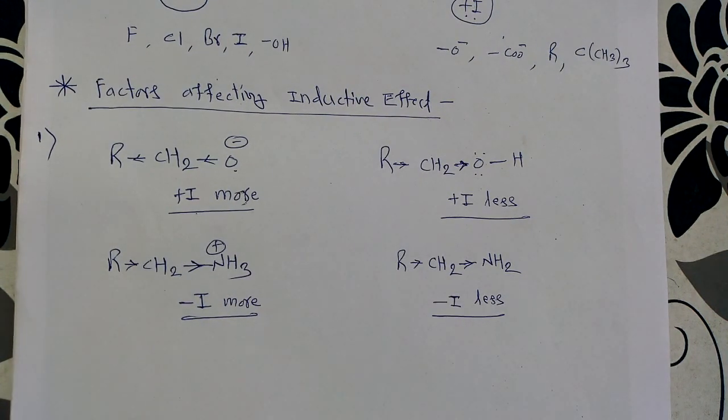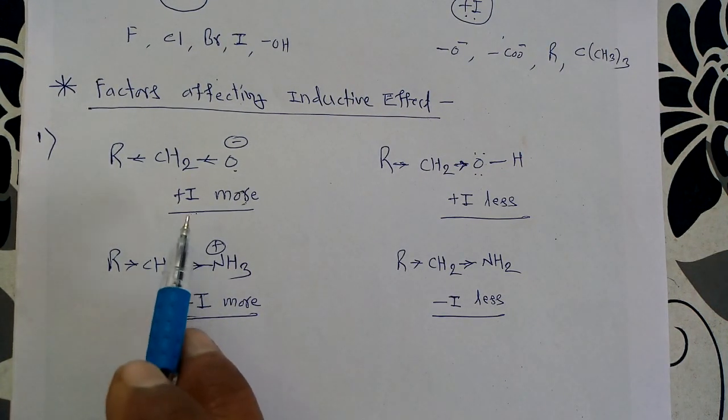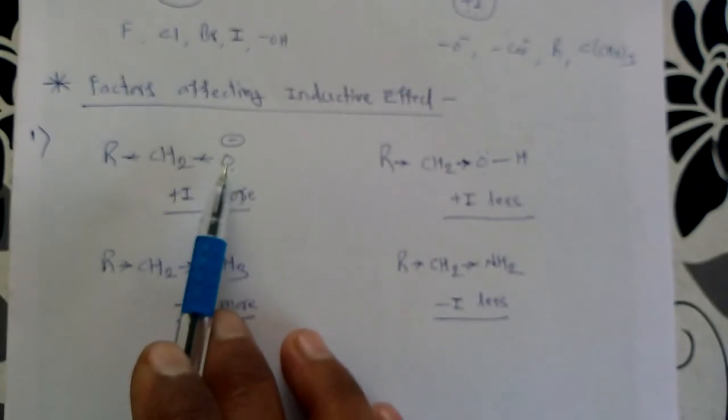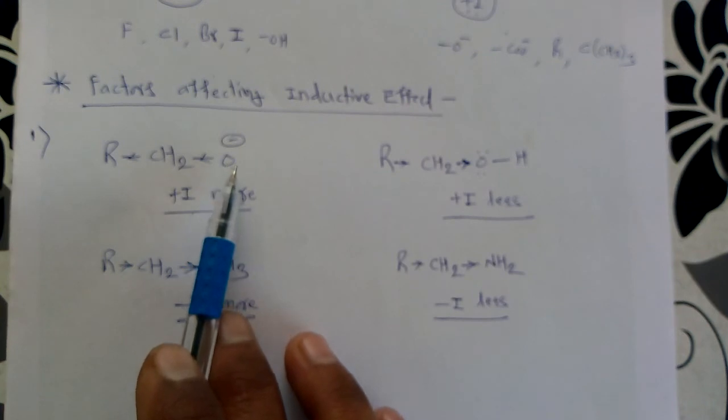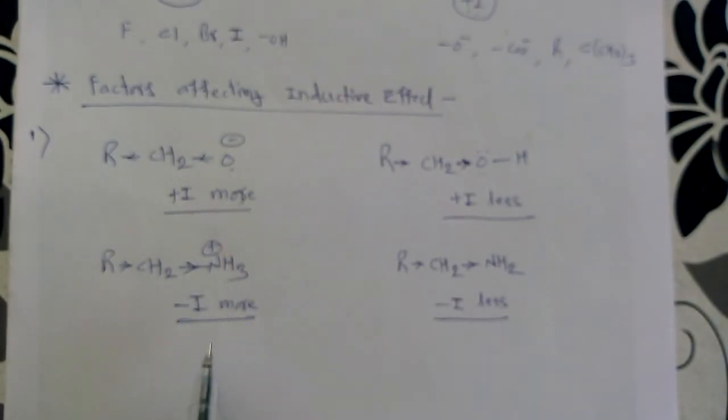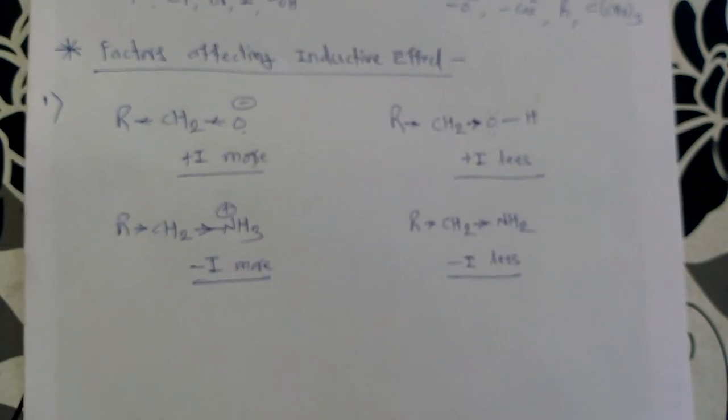So this is the first factor which affects plus I as well as minus I inductive effect. So we can say that groups which have a negative charge show more plus I inductive effect. On the other hand, groups having a positive charge show more minus I inductive effect. So this is the first important factor.